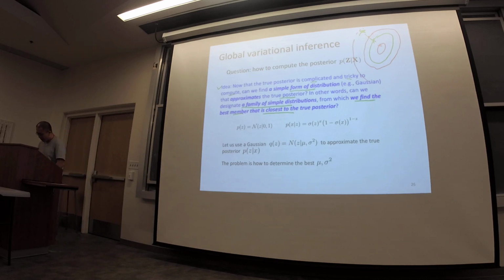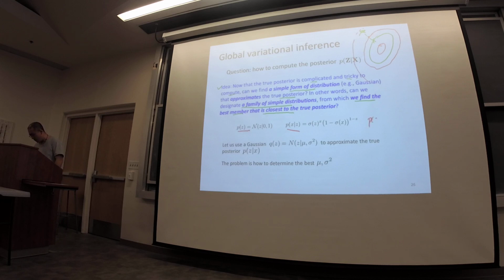So going back to our example just mentioned, suppose your prior of Z is Gaussian, and your likelihood is a Bernoulli likelihood parameterized by a sigmoid, right?